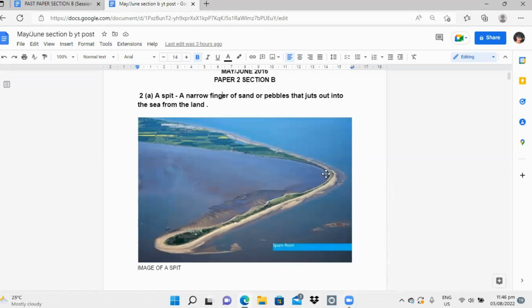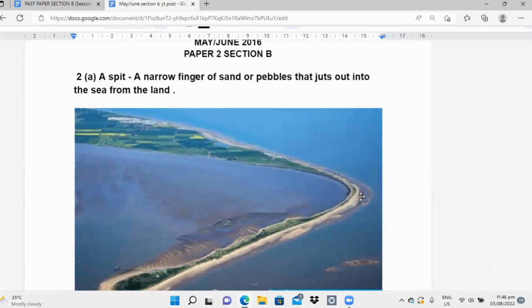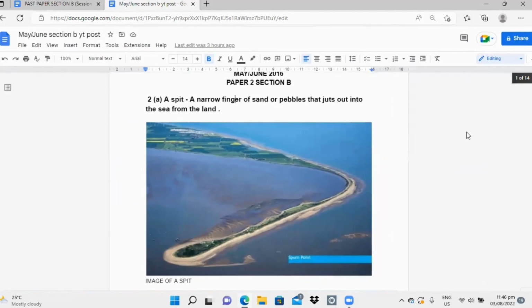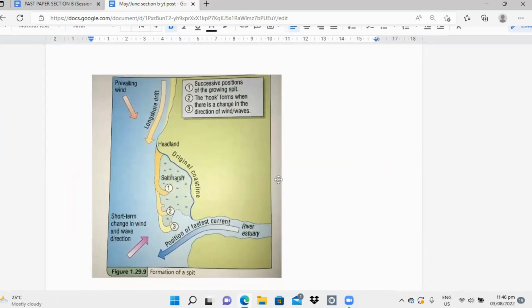That is our spit. So if we zoom in here, we can see the points where the land stops and where the spit begins to form. So this is what a spit looks like. Now, into how a spit is formed. So in order for a spit to form, we need to have a coastline, we need to have prevailing winds, longshore drift, change in wind direction, as well as a river estuary, which I will explain later on, right?